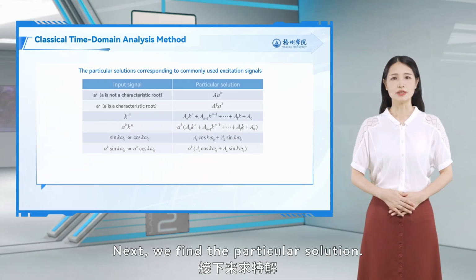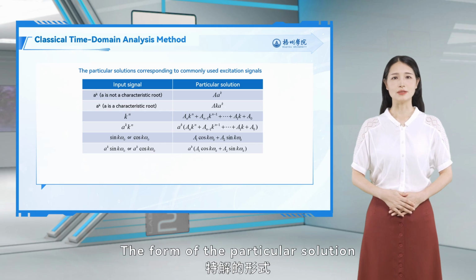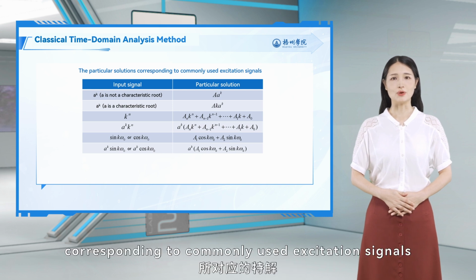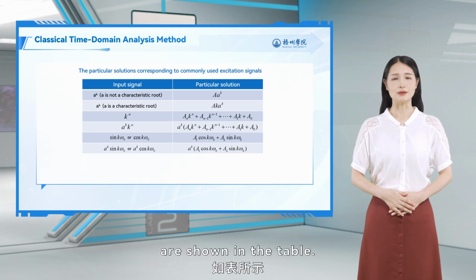Next, we find the particular solution. The form of the particular solution is related to the form of the excitation signal. The particular solutions corresponding to commonly used excitation signals are shown in the table.